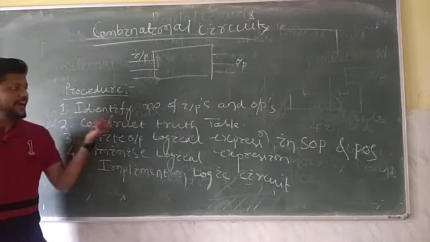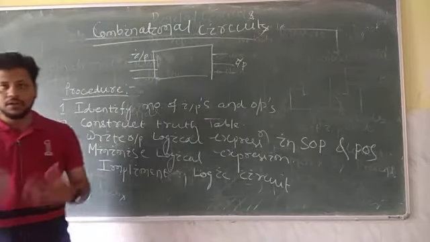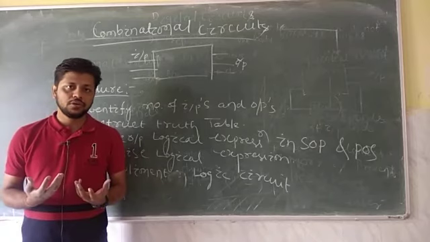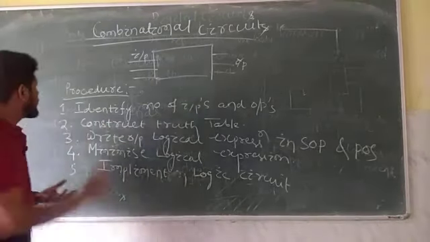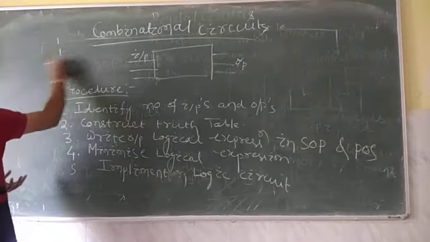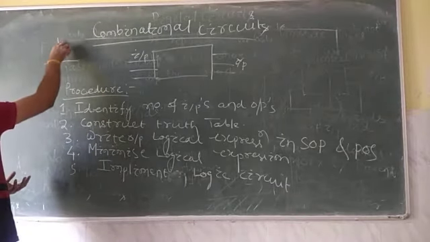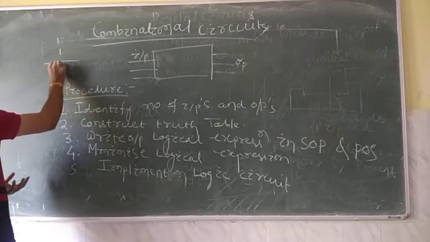So the first step is to identify the number of inputs and outputs. Suppose you are going to add numbers. In addition, suppose you want to add 1-bit numbers. This is 1 bit, this is 1 bit, and you need to add them. So 1 plus 1 is obviously 10 in digital.